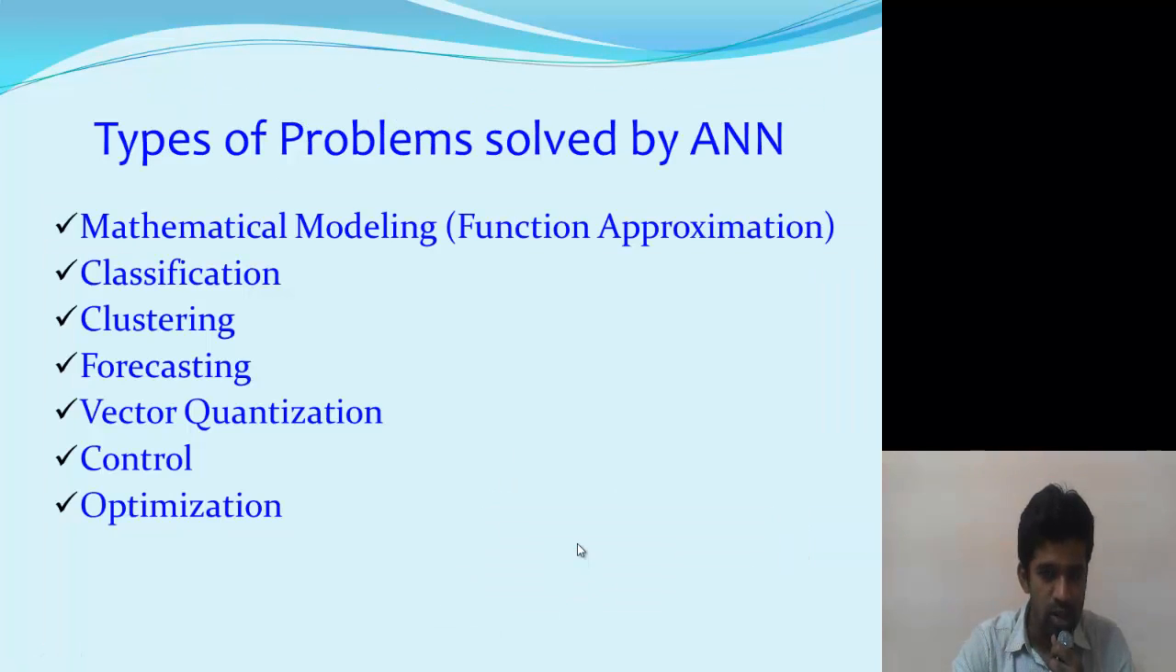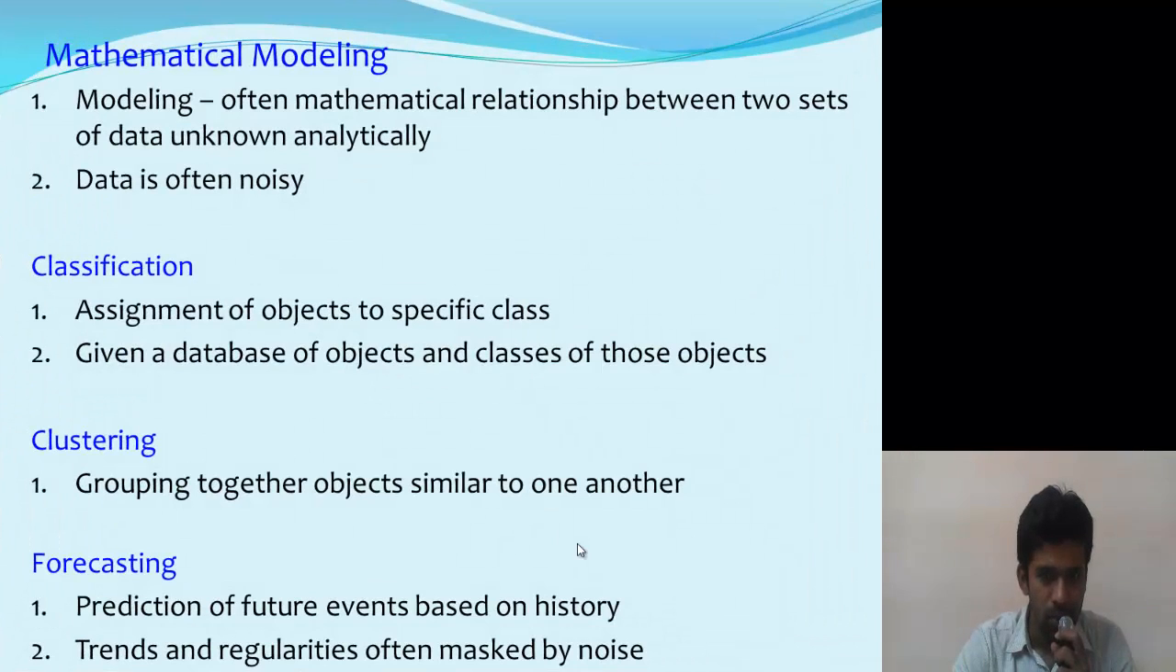There are several types of problems solved by artificial neural networks. Let us discuss some of the problems. Mathematical modeling, classification, clustering, forecasting, vector quantization, control, and optimization. Mathematical modeling. Often the mathematical relationship between two sets of data is unknown analytically. Data is often considered to be noisy.